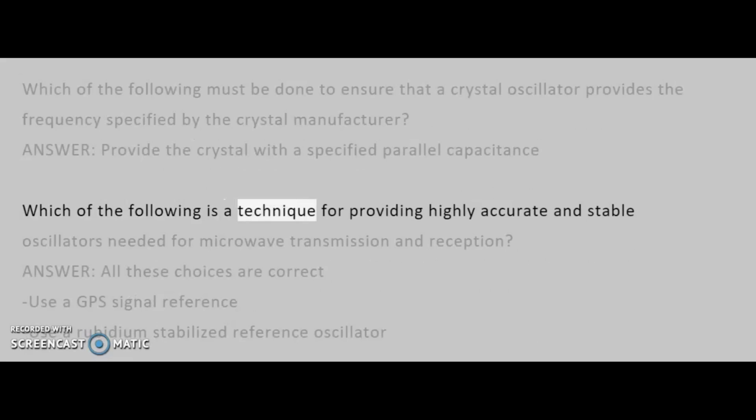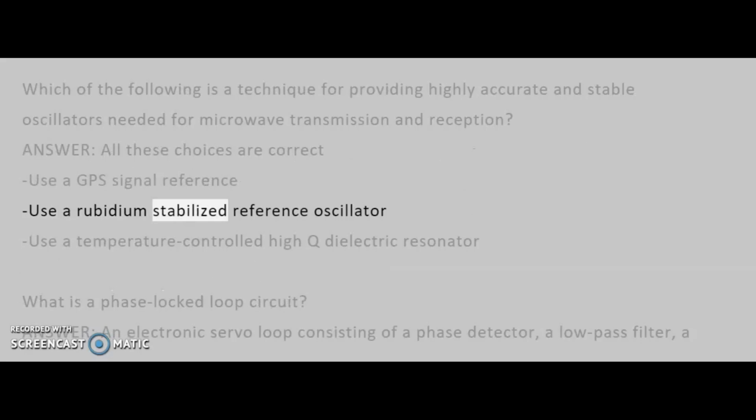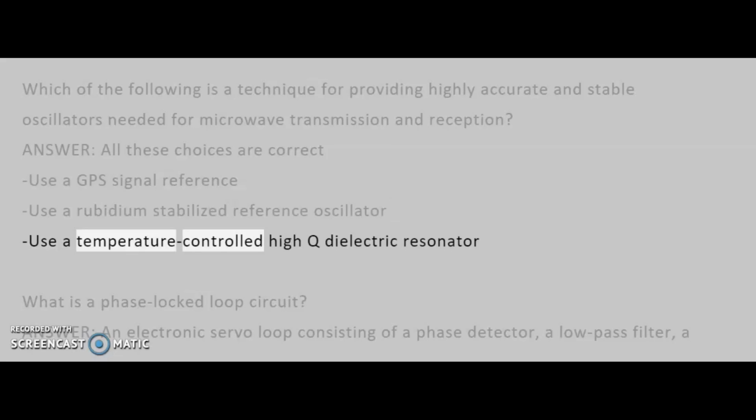Which of the following is a technique for providing highly accurate and stable oscillators needed for microwave transmission and reception? Answer: all these choices are correct. Use a GPS signal reference. Use a rubidium-stabilized reference oscillator. Use a temperature-controlled high-Q dielectric resonator.